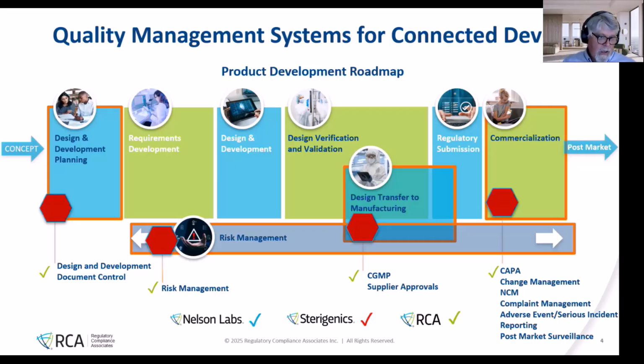So we look at some of these hexagons. You've got design development, document control. There's a requirement in ISO 13485, in 7.3. Risk management, you have prior approvals, and you have this post-market, commercialization post-market. Clearly, you have CAPA, you have complaint handling, you have adverse event, serious incident reporting, all the things that we have to report to the markets that we're serving. So this is just a high-level view of the product development roadmap that one must be aware of and how it's connected and how they communicate with what's going on across the quality management system.